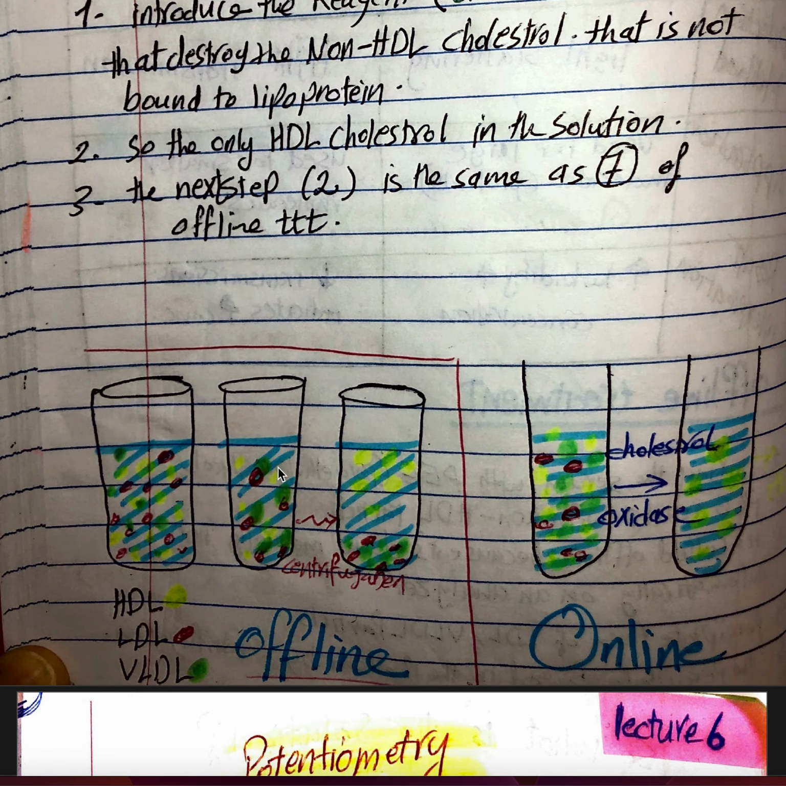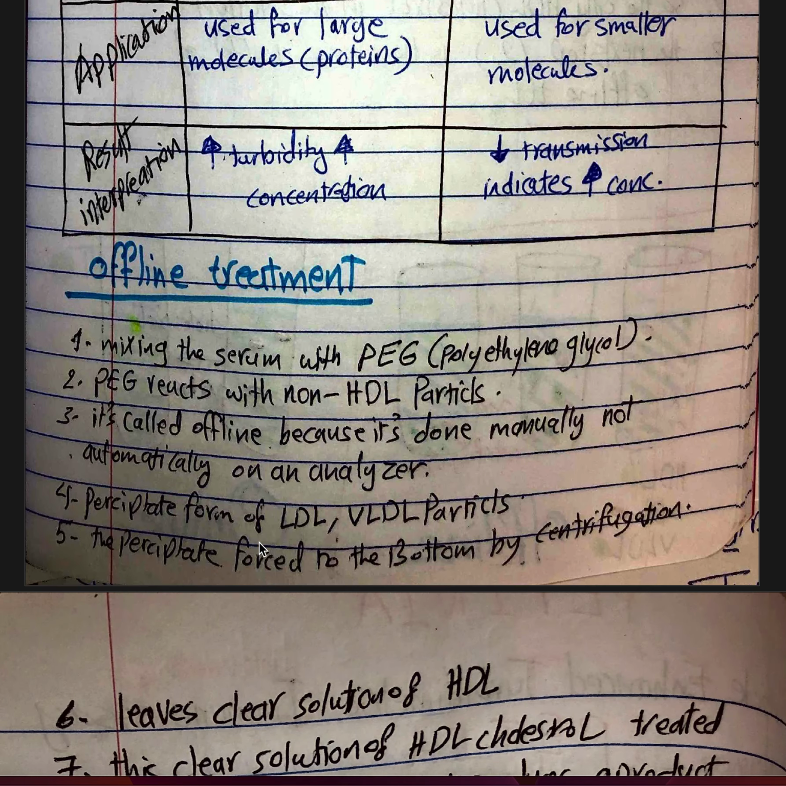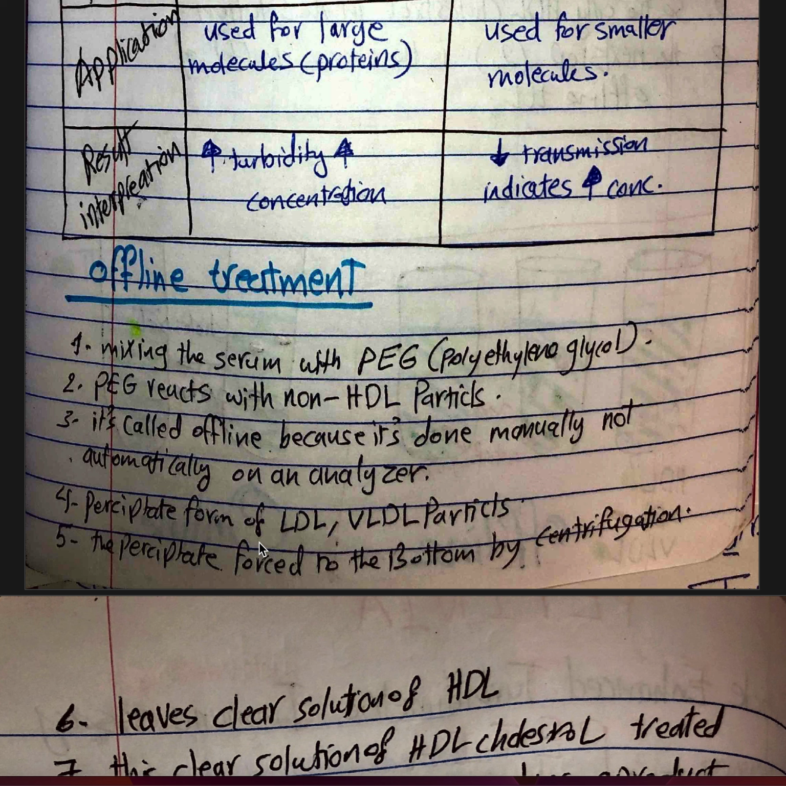So what happens to all these particles? They go to the bottom, because it reacts with everything, so there will be precipitation. The sample contains high density, low density, and very low density lipoproteins, but they are just mixed with each other. That's why I put the polyethylene glycol, because it binds to everything except high density. It binds to the low density lipoproteins and the very low density lipoproteins, but not the high density lipoproteins. So all these particles will precipitate.